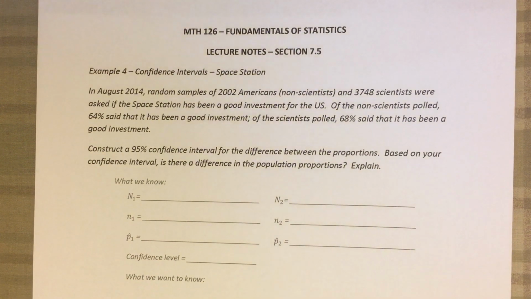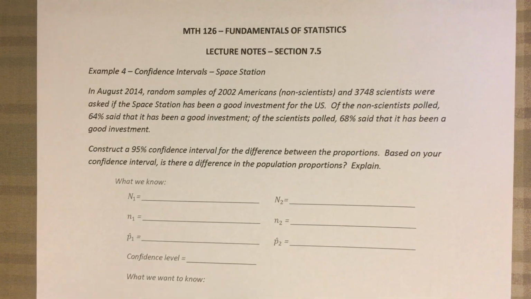So we'll work through one more example. In August 2014, random samples of 2,002 Americans, non-scientists, and 3,748 scientists were asked if the space station had been a good investment for the United States. Of the non-scientists polled, 64% said it had been a good investment. Of the scientists polled, 68% said it had been a good investment. So we're going to construct a 95% confidence interval for the difference. Based on this interval, is there a difference in our population proportions?